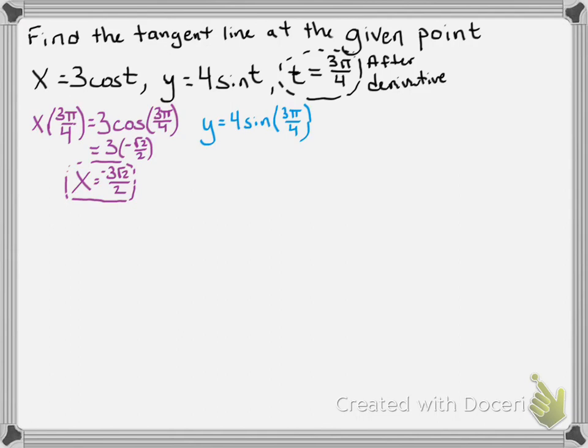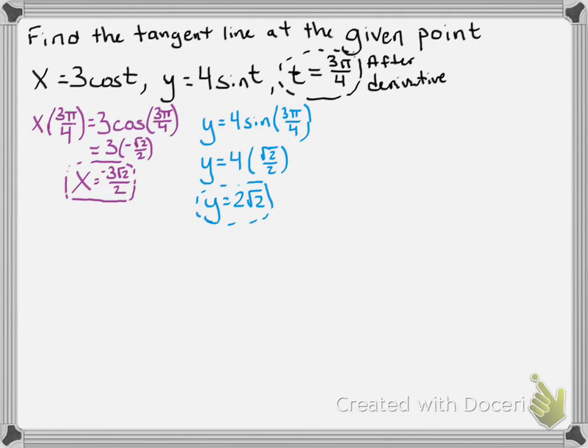So, sine of 3 pi over 4, well, 3 pi over 4, that's in the second quadrant. Sine is positive in the second quadrant, and the sine of 3 pi over 4 is radical 2 over 2. And so my y value, when I multiply that out, is just 2 radical 2. We will put that on hold as well. So we have those two pieces of information. We have the x value and we have the y value. Now all we need is the slope. Once we get the slope, we're good to go.